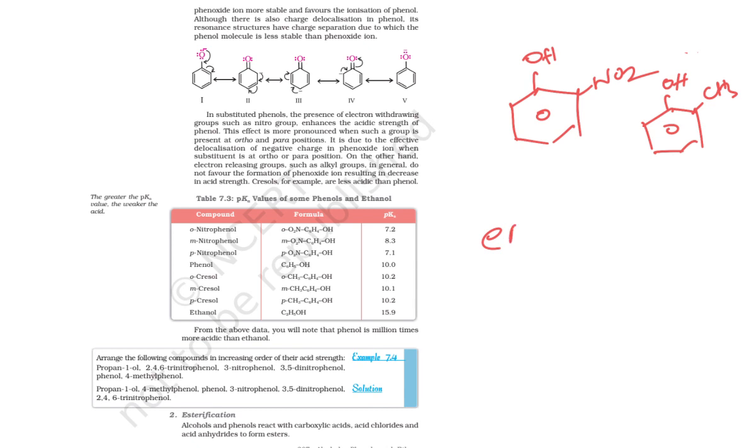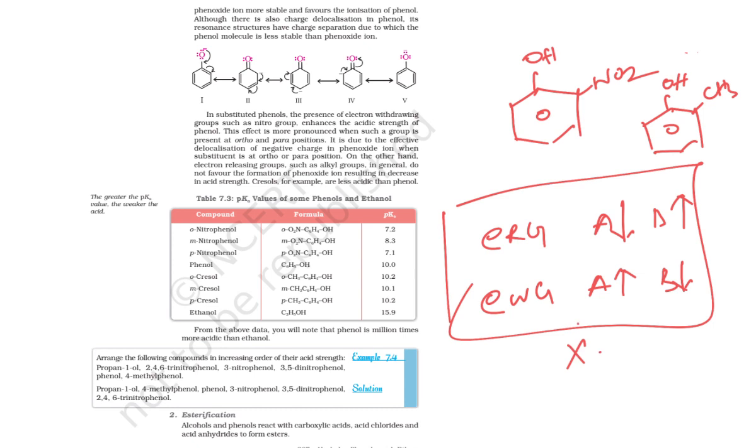So an electron releasing group is going to decrease your acidity and increase your basicity. An electron withdrawing group is going to increase your acidity and decrease your basicity. This is very important. Electron releasing group decreases acidity, increases basicity. Electron withdrawing group increases acidity, decreases basicity. Clear, right?